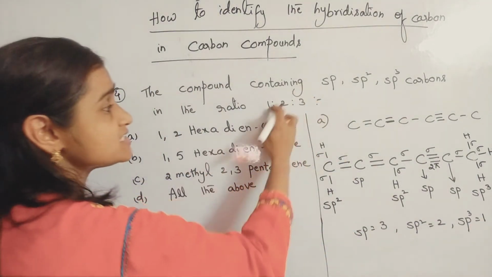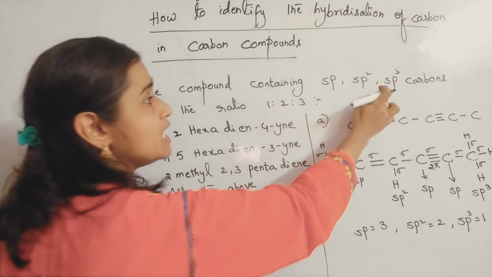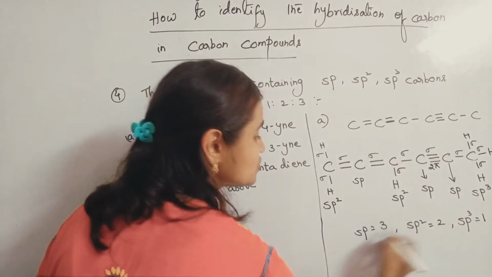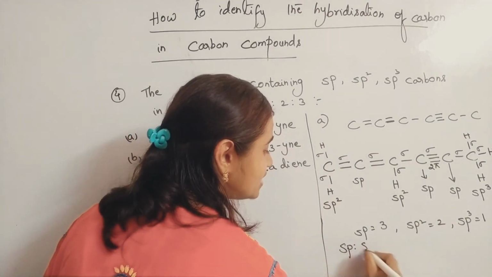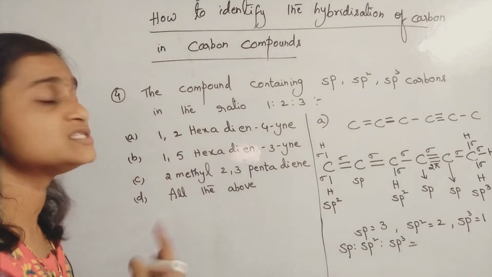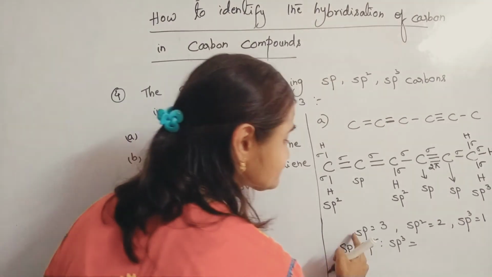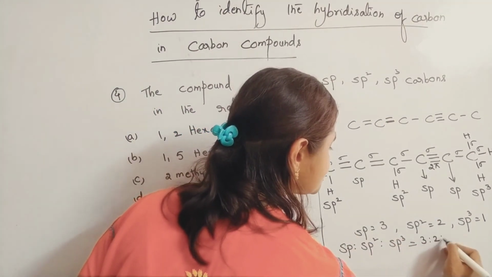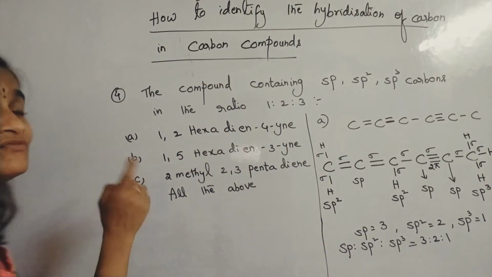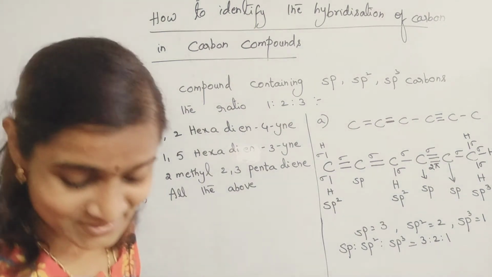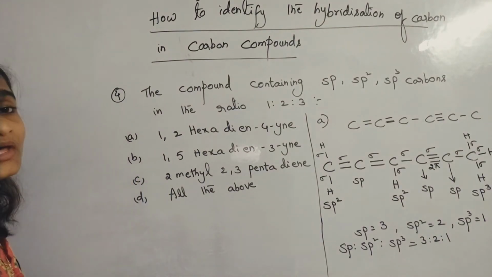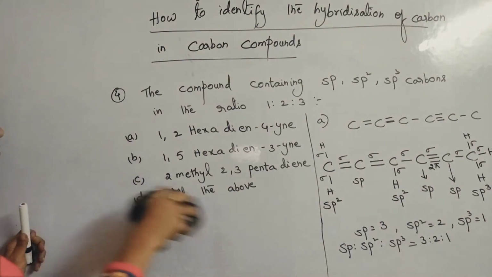But the order should be sp 1, sp2 should be 2, sp3 should be 3. Please understand the points carefully. Here, what ratio did we get? The question asks for sp to sp2 to sp3 in the ratio 1:2:3. But here we got the ratio 3:2:1. So option A is ruled out, and none of the above is also ruled out. Now we have to check options B and C.